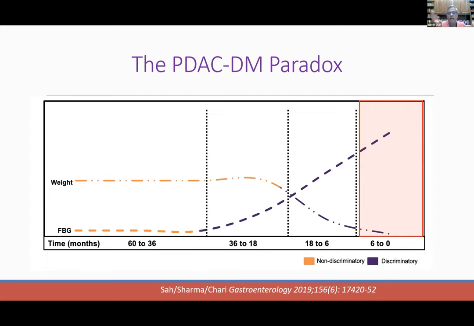So I call this a PCDM paradox, because in diabetes, you should be gaining weight, not losing weight. And here, paradoxically, even as you're losing weight, the glucose is going up, something which is, I think, fundamental to the pathogenesis of diabetes and pancreatic cancer. And we have some clues to what's going on here.